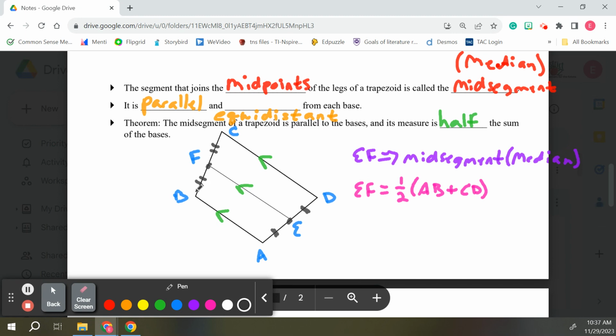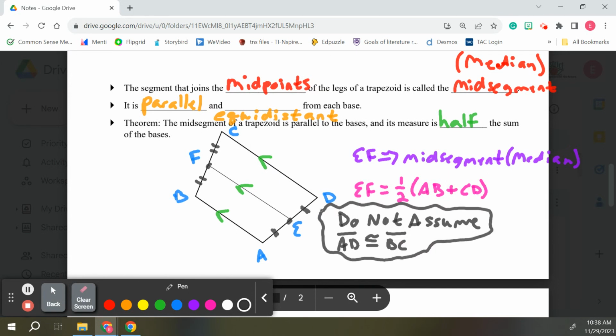This does not necessarily mean that BC or AD are congruent to each other. So I'm going to state here, do not assume AD is congruent to BC. That's a big time no-no. You need additional information because then it makes it an isosceles trapezoid. And that is not what they're saying here. Not saying that we can't have a mid-segment with an isosceles trapezoid. We just needed further information to show that it's isosceles.